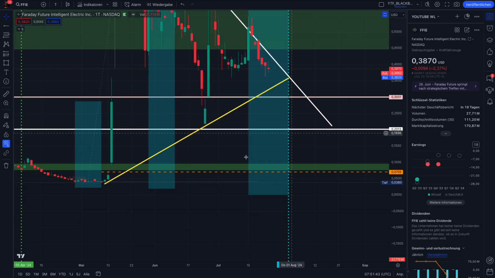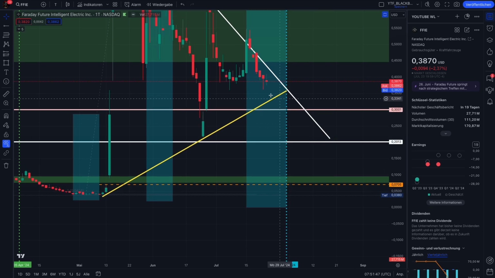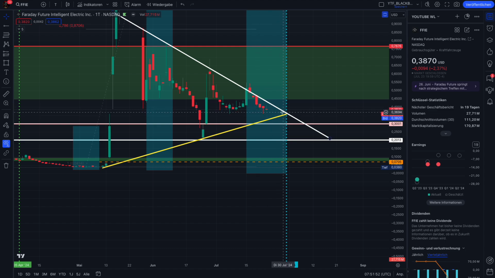Faraday Future, it is possible that we see a squeeze before, but sooner or later we will come down to 7 cents. So if we should see a bearish breakout out of this pattern in the next days, I expect that really to happen in the next days. The algo trend line is in control, so we have just two options, guys.